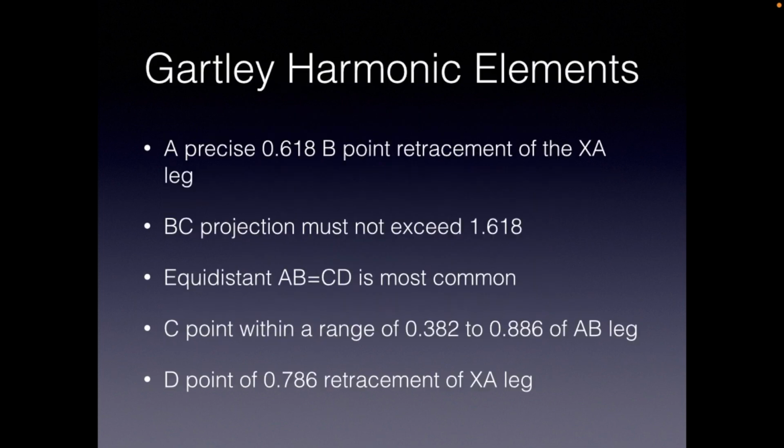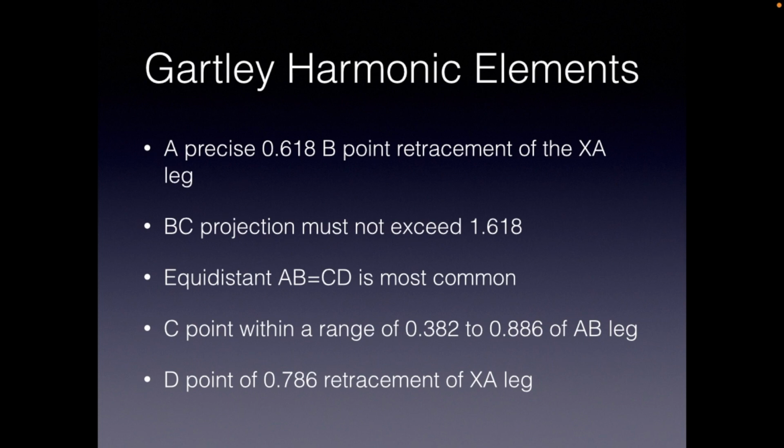So, the Gartley harmonic elements. This is just your standard Gartley. It's a precise 0.618 B point retracement of the XA leg. And when we say precise, give it a little wiggle room, but you definitely don't want to get over 0.7 retracements. The BC projection must not exceed 1.618. So if it does exceed it, the Gartley is invalidated, and you might be looking at another pattern.